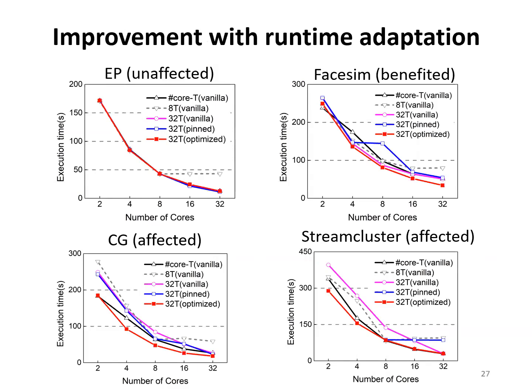Streamcluster and CG always suffered from oversubscription in vanilla Linux. With VB, running 32 threads was never worse than running 8 threads, and always better than with the pinning method. Facesim is a bit different. In some cases, it benefited from oversubscription even in vanilla Linux. VB was able to further improve its performance by as much as 34%.